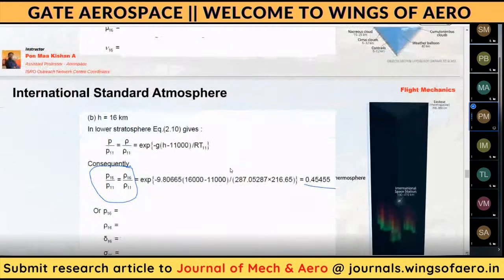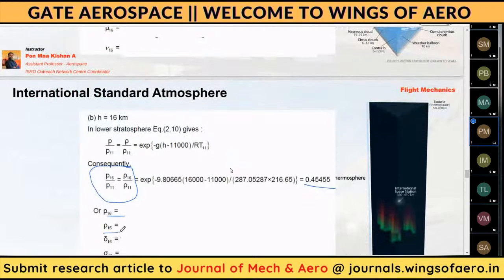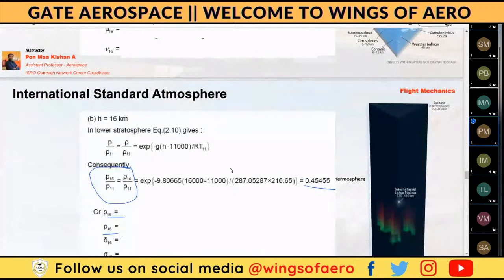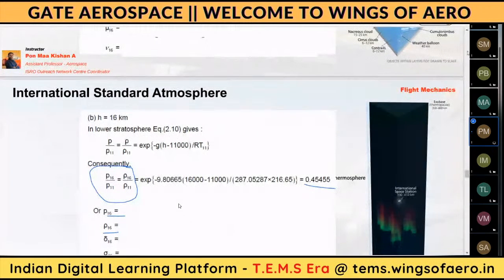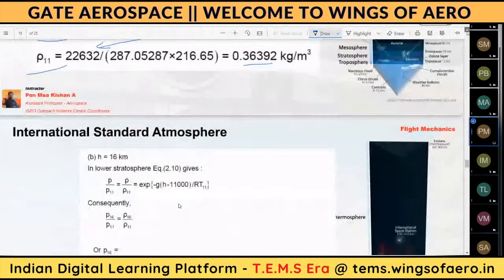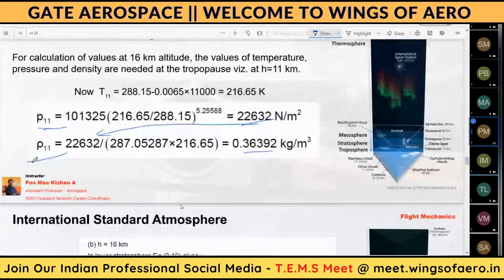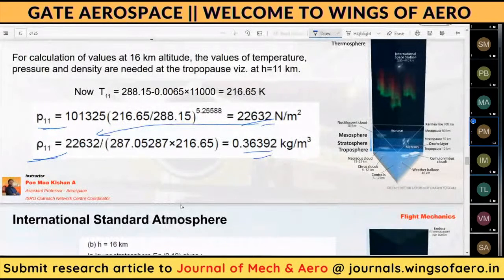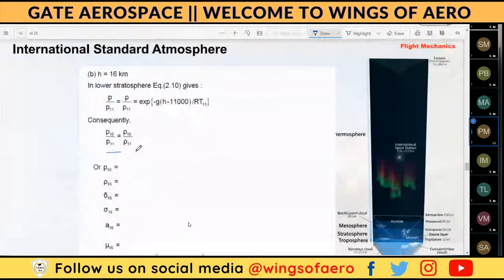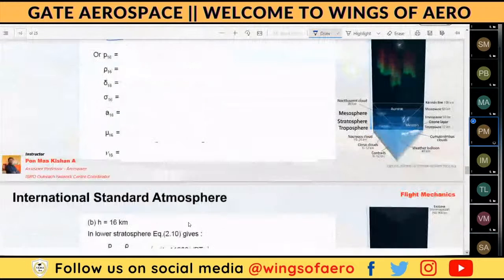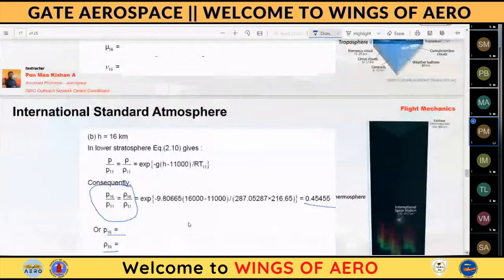Right. Similarly, calculate pressure and density at 16 kilometer. Because we have already calculated pressure and density at 11 km using the previous formula itself, use those values in this formula. We can calculate pressure at 16 km and density at 16 km.